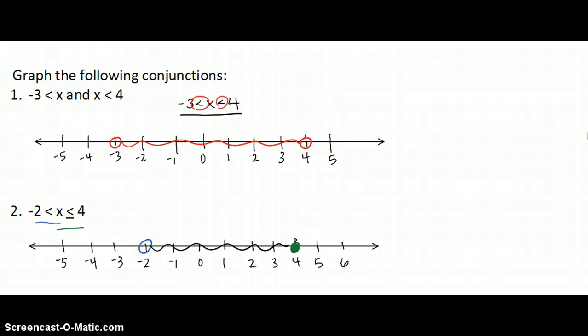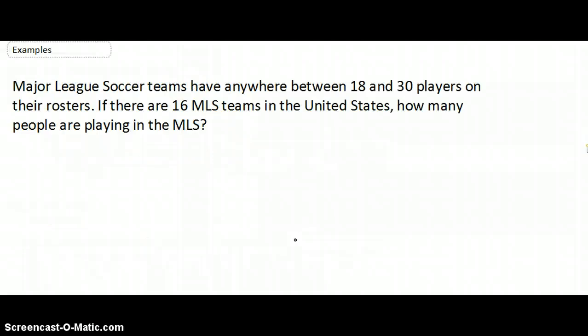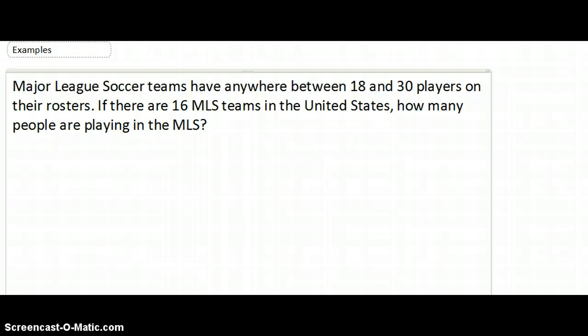So you might be wondering why we would use these compound inequalities. I have a couple of examples. Here's my first example. Major League Soccer teams have anywhere between 18 and 30 players on their rosters. If you're familiar with Major League Soccer, or maybe you've watched the World Cup, or you watch soccer during the Olympics, you might have an idea that that's about the size of most of the teams. What we want to know is if there are 16 Major League Soccer teams in the United States, how many people are playing in the MLS here in the US?